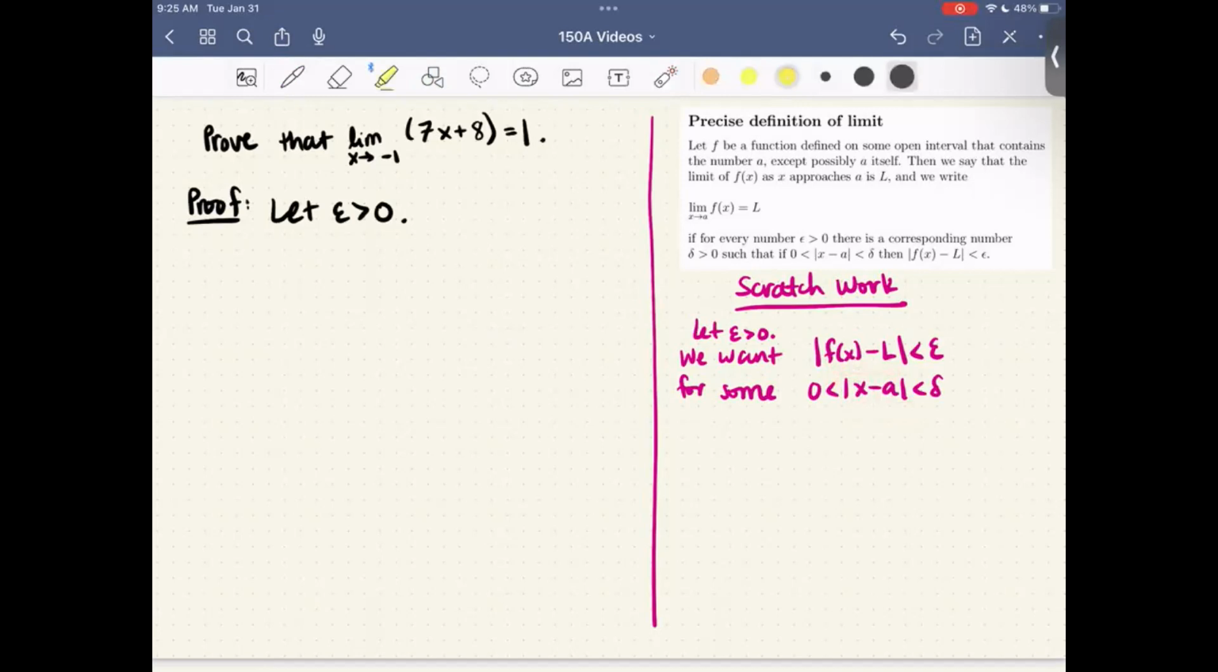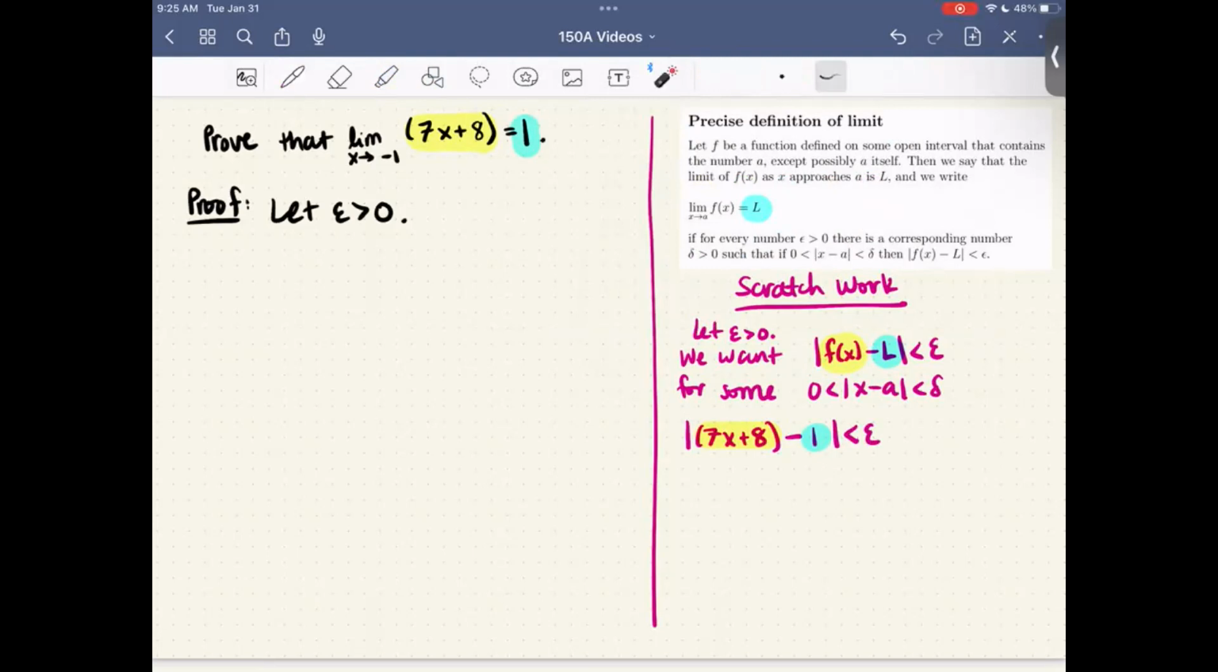Well, f of x in our problem here is just the function you're taking the limit of, so that's 7x plus 8. So when I go over here, I'm going to have 7x plus 8, that's f of x. And I'm going to say minus L. L is the limit value. So in this example, that's 1. There's L. And I want this to be less than epsilon, where epsilon can be any positive number.